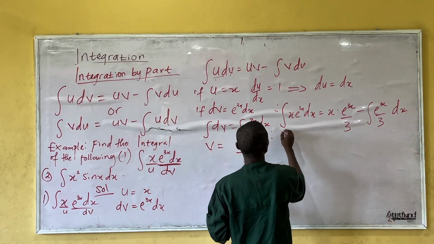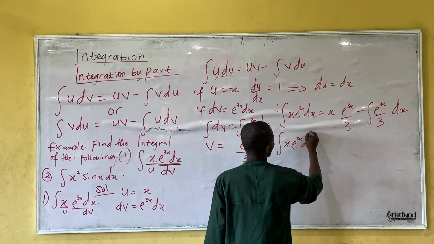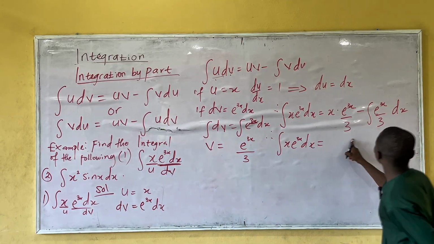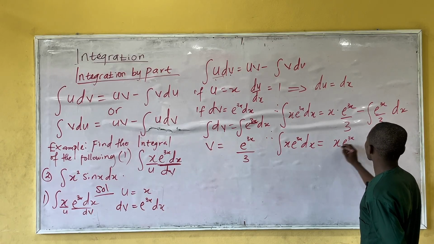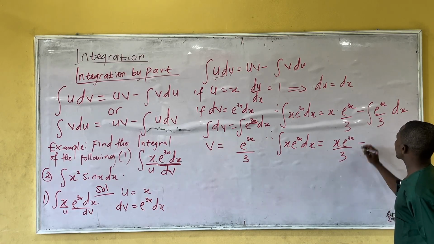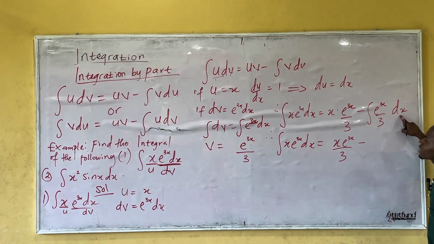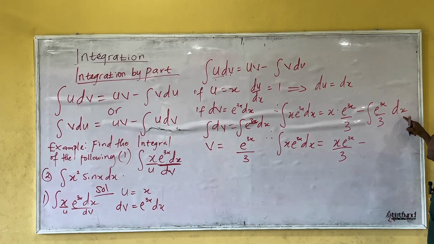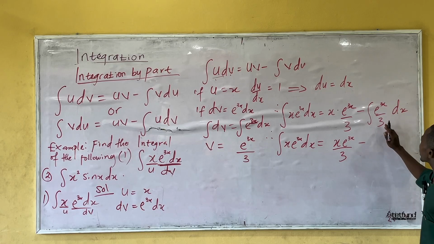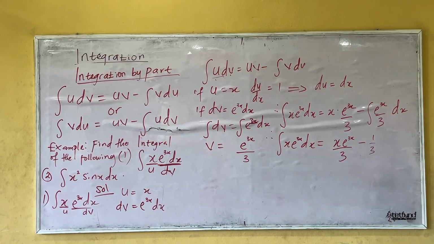Which means, therefore, the integral of x exponential of 3x dx will give me x exponential of 3x over 3 minus what? For this one, I will need to integrate again because there is the integral of exponential of 3x over 3 dx. Now the shortcut. Don't forget, this 3 can come to the back as 1 over 3 so that it can be very clear.